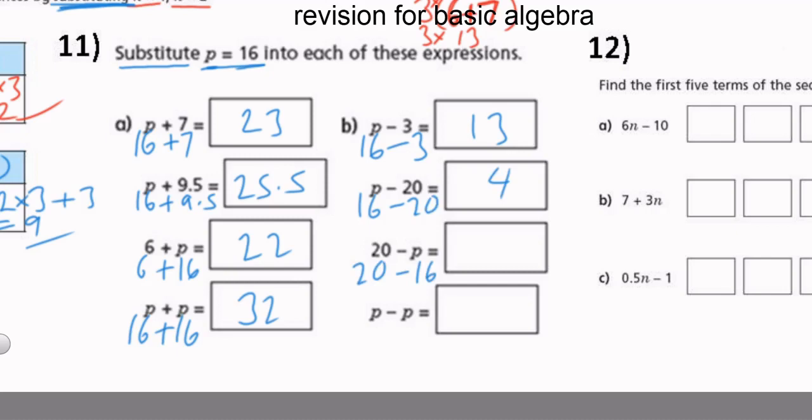Sorry, that's my mistake, let's just go back. 16 take away 20. Right. You're taking a big number away from a small number, that'll be minus 4 then. And this one is actually 4. And then 16 take away 16 leaves you with nothing, 0.